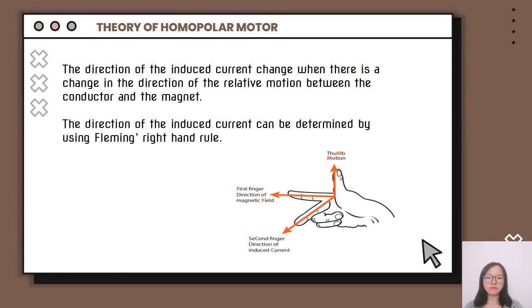The direction of the induced current changes when there is a change in the direction of the relative motion between the conductor and the magnet. The direction of the induced current can be determined by using Fleming's right-hand rule. The thumb shows the motion of the wire, the first finger shows the direction of the magnetic field, and the second finger shows the direction of the induced current.